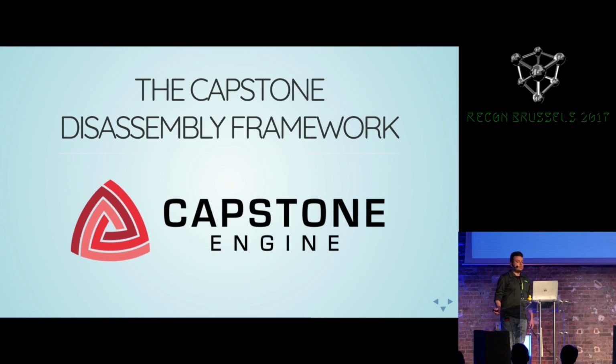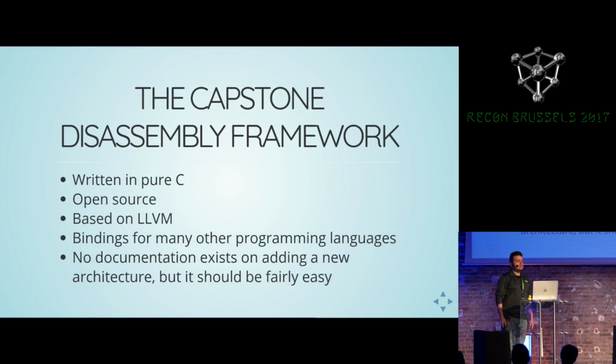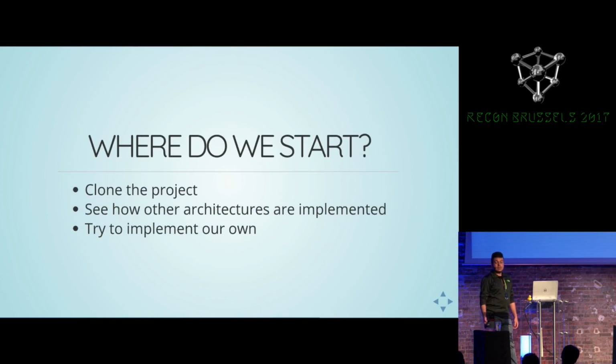So, CAPSTONE. CAPSTONE is based on LLVM, and it's open source, written in pure C. It has bindings for many programming languages, but unfortunately, you can't find any documentation on adding a new architecture. So how do we start? Okay, let's first clone the project, see how other architectures are implemented, and try to implement our own.